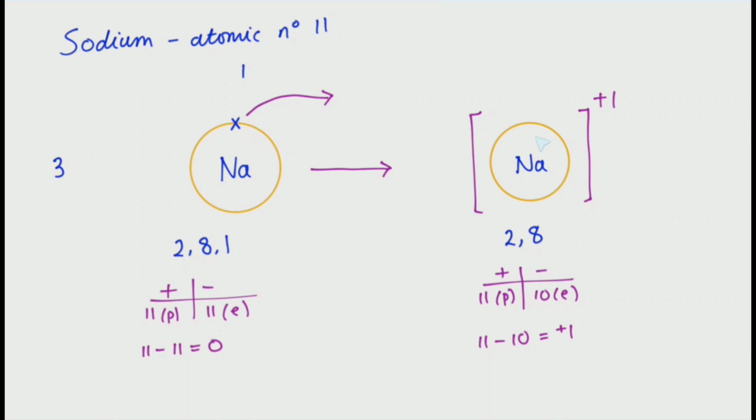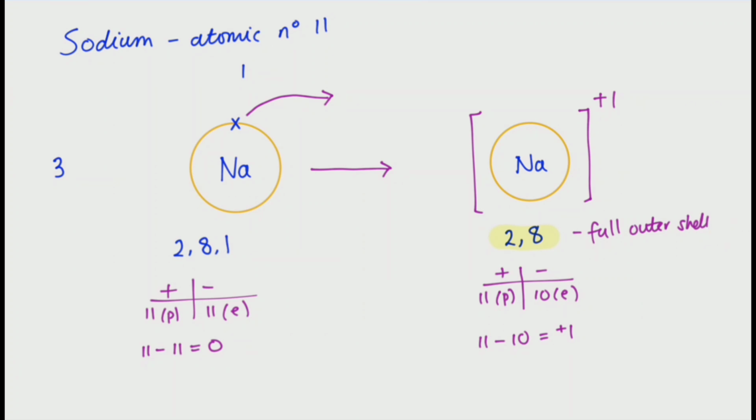Now to recap, the sodium atom has lost 1 electron to form the sodium ion, which has a charge of +1, and its electronic configuration is 2,8, and that means it's stable. It's got a full outer shell, and it has the noble gas configuration of neon, so it's unreactive.